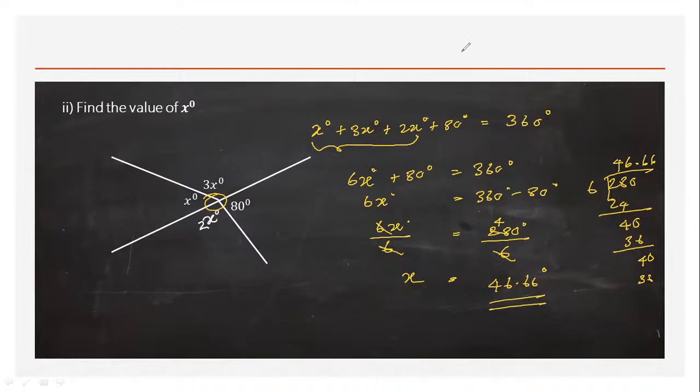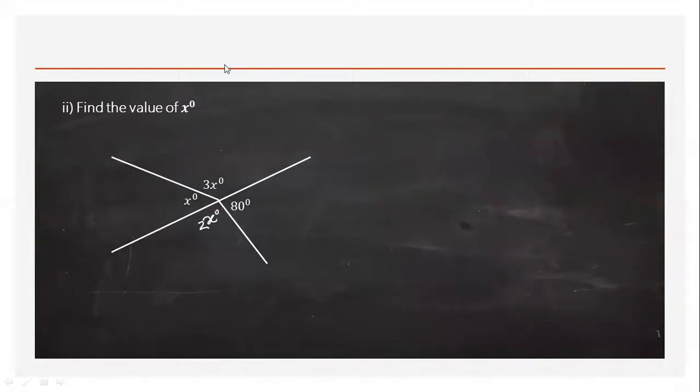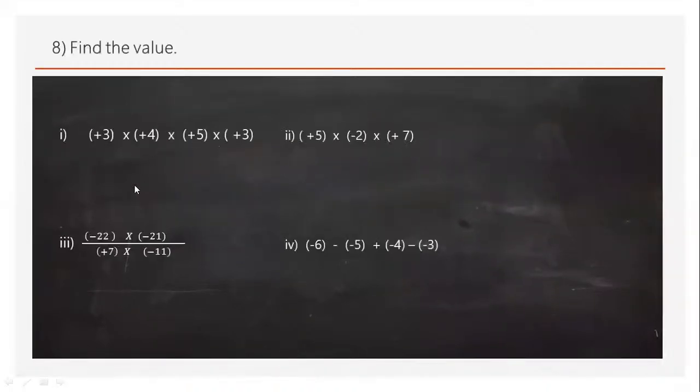We'll go to the next one. Next question. Find the value. Plus 3 into plus 4 into plus 5 into plus 3. All are plus, so the final product is plus, positive. 3 times 4, 12, times 5, 60, times 3, 180. Positive 180.